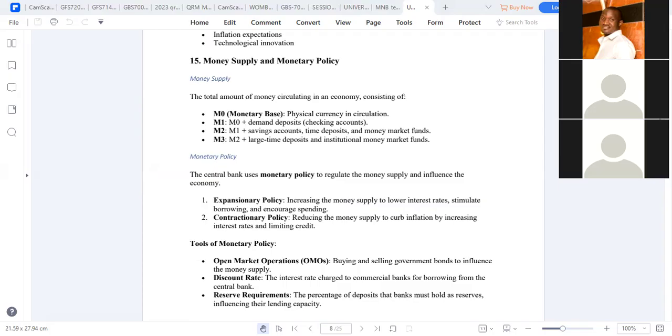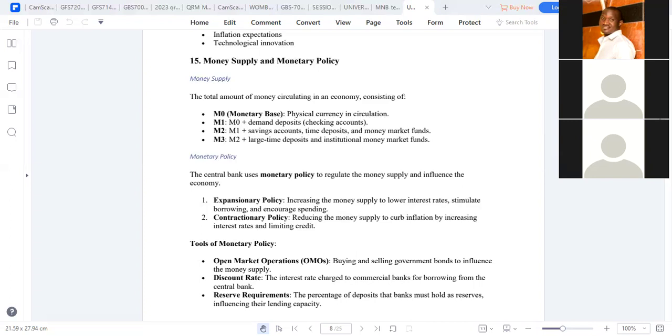And we have M2, which includes M1 plus saving accounts. So it also includes time deposits and certificates of deposits. So the money market funds, we use these. So they are slightly less liquid than M1, but they are easily converted into cash.